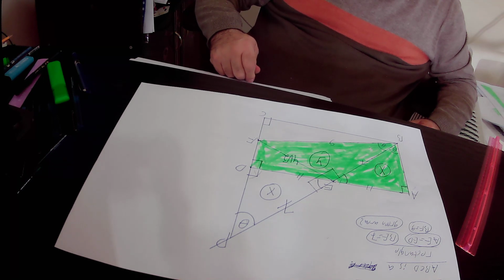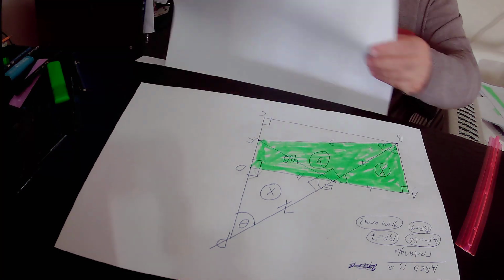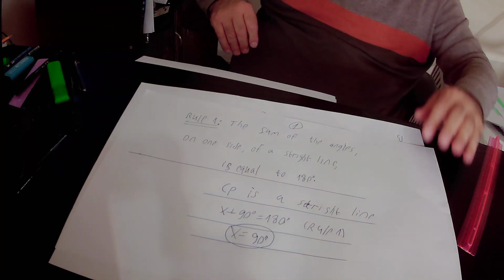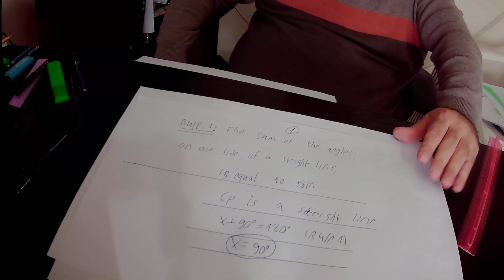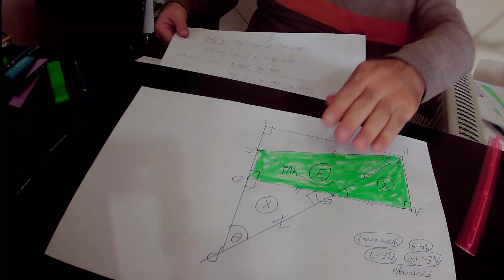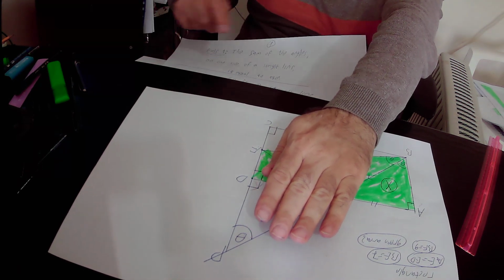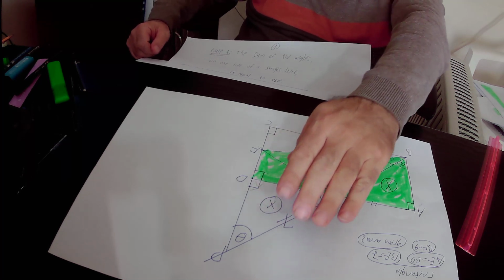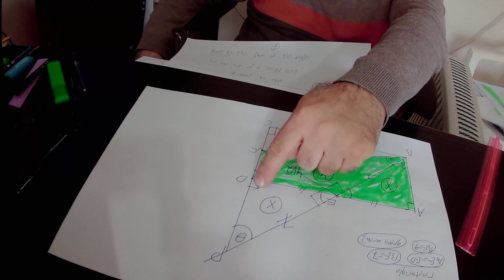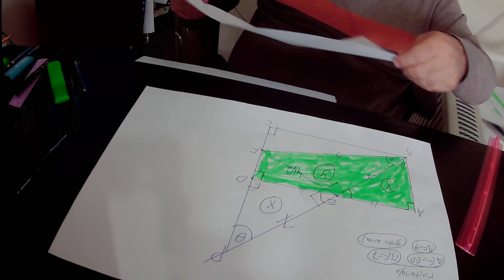Okay, so CP is a straight line, and we have rule number 1. According to rule number 1, the sum of the angles on one side of a straight line is equal to 180 degrees. So if we focus on this side of the straight line CP, then at point D, the sum of the angles must be equal to 180 degrees according to rule number 1. So this angle, that is angle X, plus 90 degrees must be equal to 180 degrees according to rule number 1.